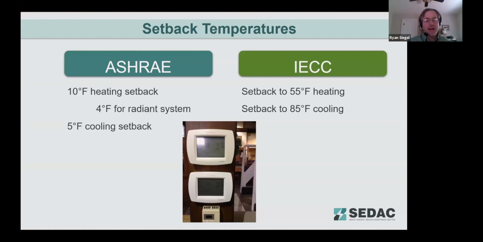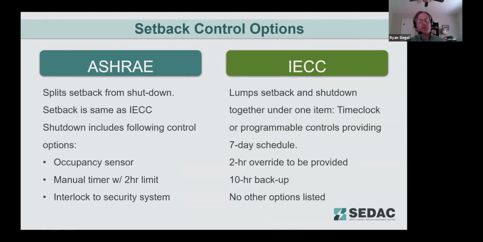ASHRAE is a much more relaxed standard, stating setback of 10 degrees on the heating side and 5 degrees for the cooling. Radiant systems do have a little bit of a tighter tolerance of 4, predominantly because first, they're not generally run quite as high, and second, recovery may be slower. So IECC has a much more stringent setback of 55 and 85. So that's rather dramatic there. That's a big difference between the two.